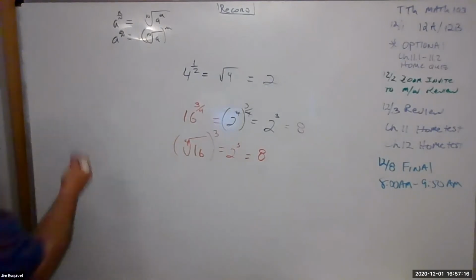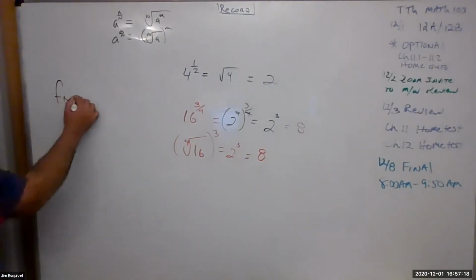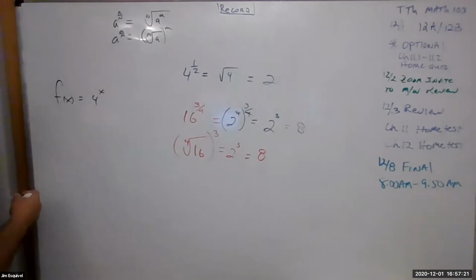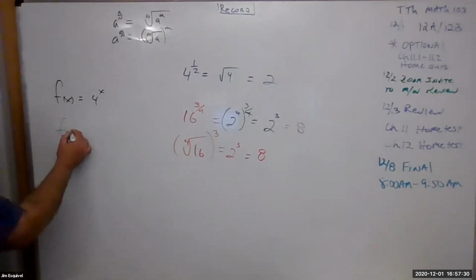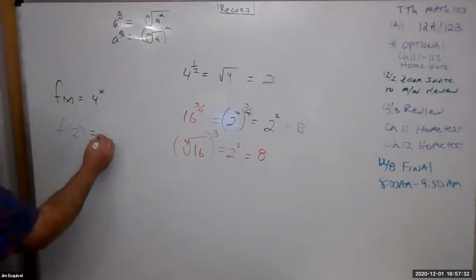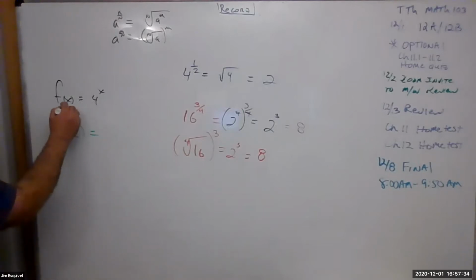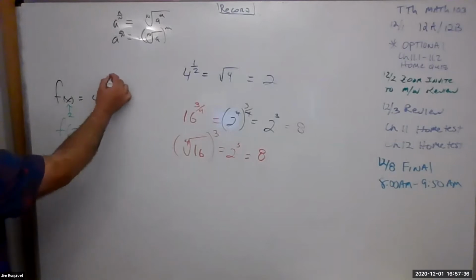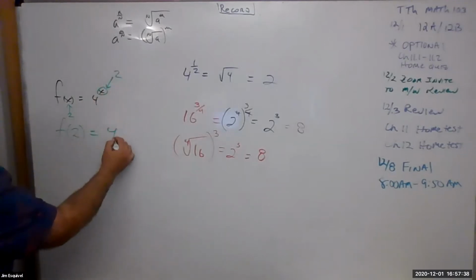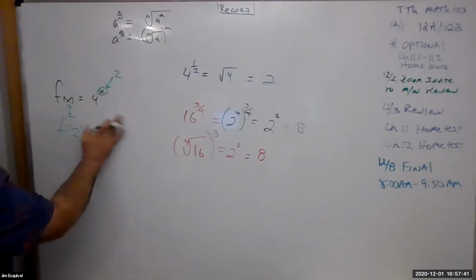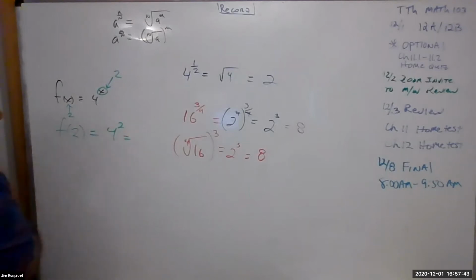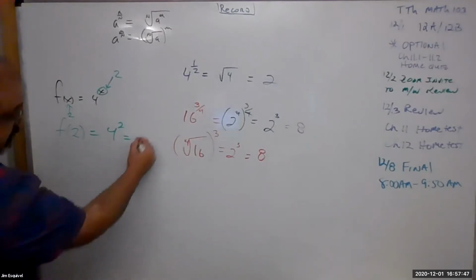So you're given f of x is 4 to the x power. They want you to evaluate for f of 2. So we plug 2 in for x. If we put a 2 in there, then we put 2 in for that x: 4 to the second. And what's 4 to the second? 16.